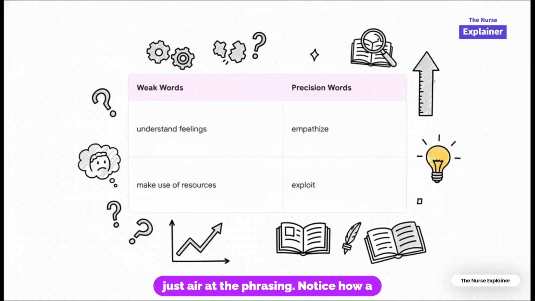Notice how a simple vocabulary upgrade can instantly elevate the tone of your summary. Seriously, don't settle for weak, general words when precision words exist. Instead of saying someone tried to understand feelings, use the precision word empathize. Instead of saying a company decided to make use of resources, say they decided to exploit resources. Upgrading to strong academic vocabulary makes your summary concise and incredibly authoritative.